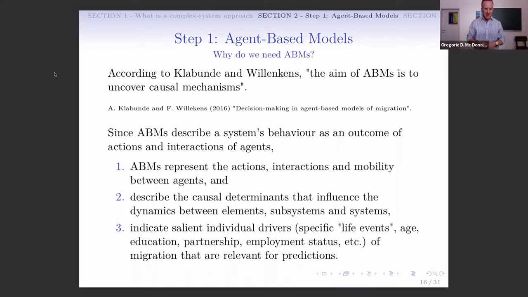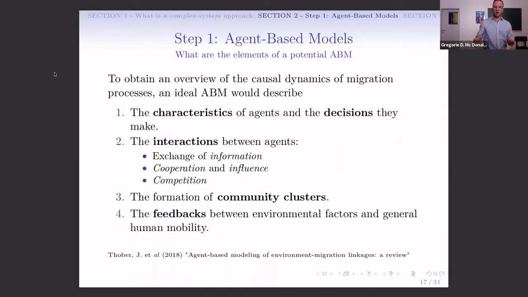Since agent-based models describe a system's behavior as an outcome of actions and interactions of agents, those models represent the actions, interactions, and mobility of agents. They describe the causal determinants that influence the dynamics between elements, subsystems, and systems. And they also indicate salient individual drivers of migration, for example, specific life events, age, education, partnership, employment status, that are relevant for predictions. So, to obtain an overview of the causal dynamics of migration processes, an ideal agent-based model would describe the characteristics of agents and the decisions they make.